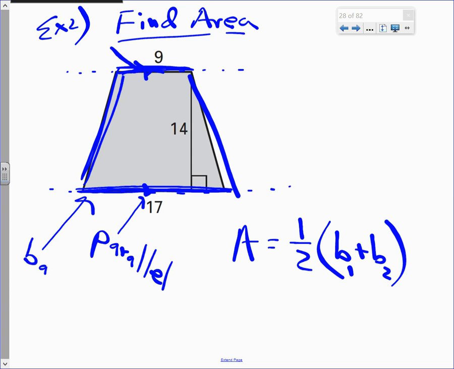If you're not going to remember that, I would write it down in your notes. This is a base, and so is this top side. The two sides that are parallel are the bases.